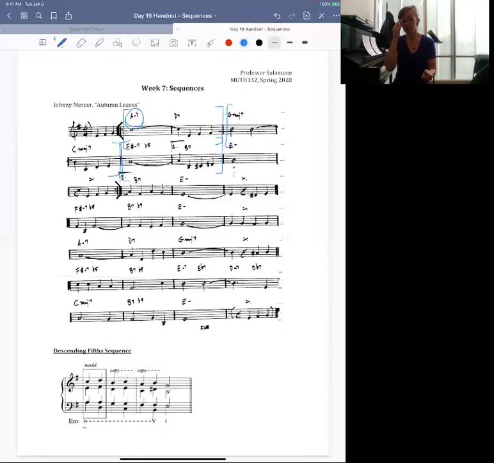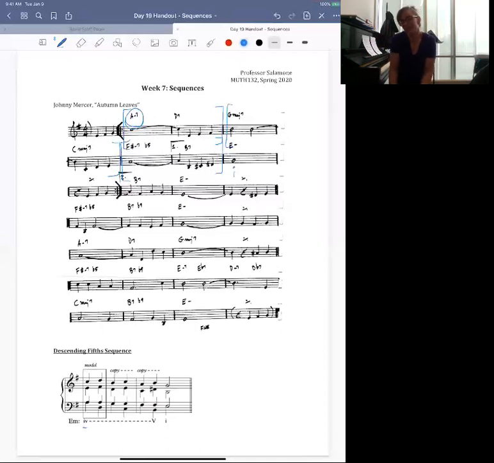One of the nice things about sequences in terms of you guys analyzing scores is you get to suspend your Roman numerals indefinitely. So for the length of the sequence, yes, you could put Roman numerals on all of these. They're all diatonic to the key, but they're not going to tell you a whole lot about what's going on, right? You're going to have a 4 going to a major 7, then going to a major 3, then going to a 6.